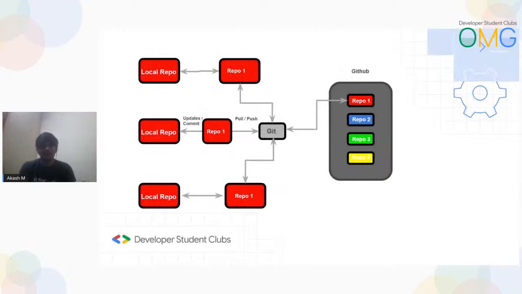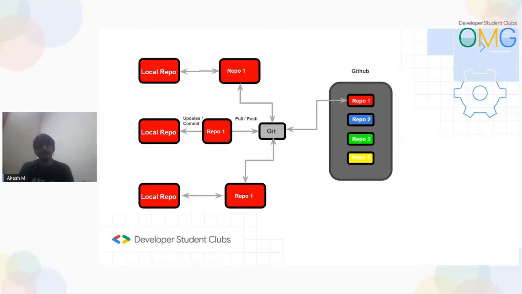So I will show one example of how it works. This is how the architecture looks like. Basically, you will be having a local server, and the main repository in GitHub. So you just clone it. It will create, so before this, I just want to say one thing. GitHub is a distributed version control system.